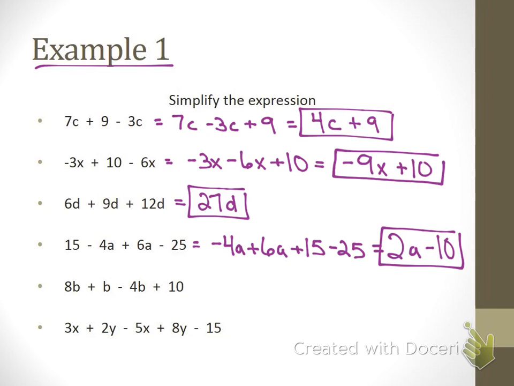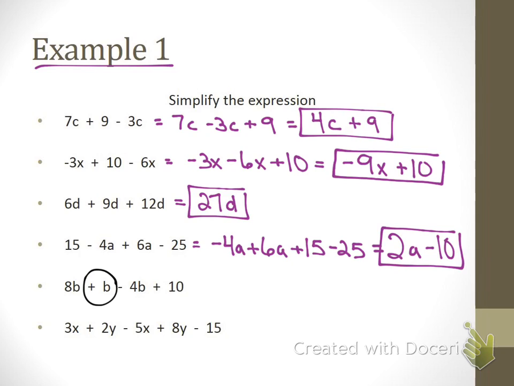I thought you brought the plus. Oh, yeah, it would be negative because... No, 15 is positive, 25 is negative. 15 minus 25 is negative 10. All right, can you do the next one? Wait, this one's kind of interesting. I've got a variable by itself, just B.